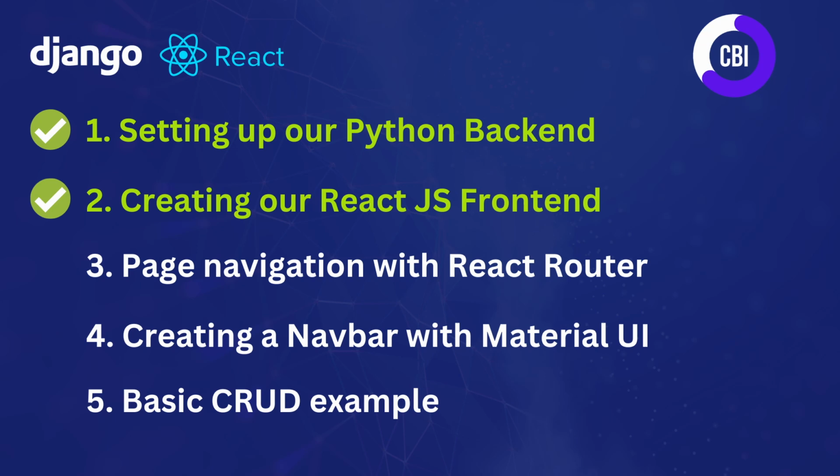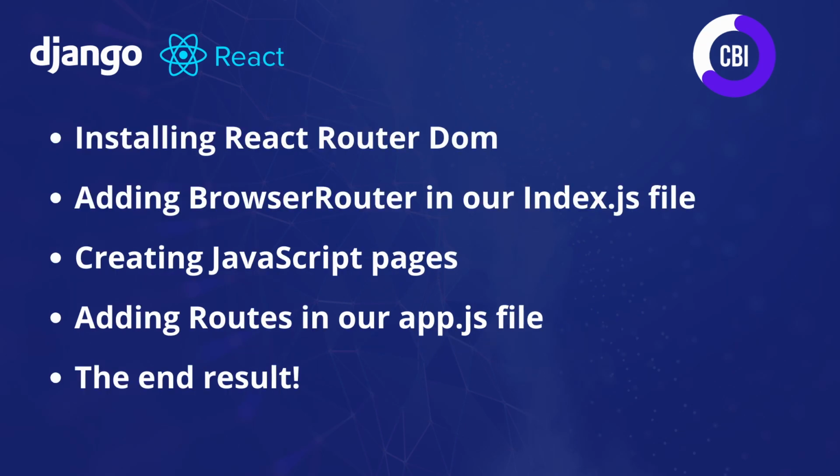And in this video we're going to continue working on our React frontend by enabling page navigation. And we're going to do that with React Router version 6. And this is going to enable us to go to different URLs and display different components based on that URL. And to realize that, we're going to follow 5 steps.